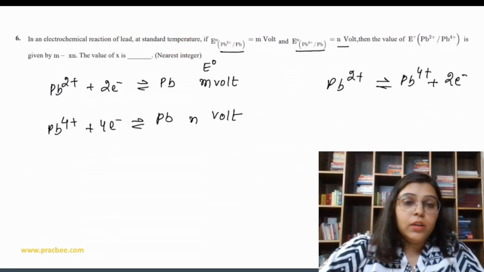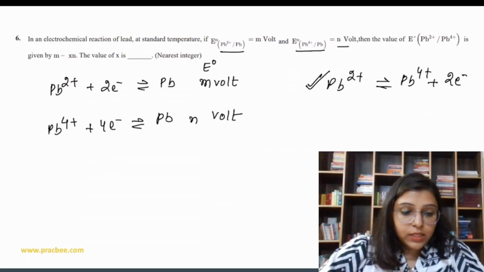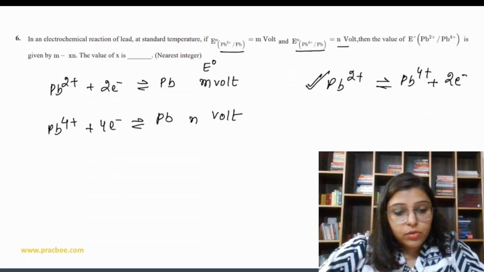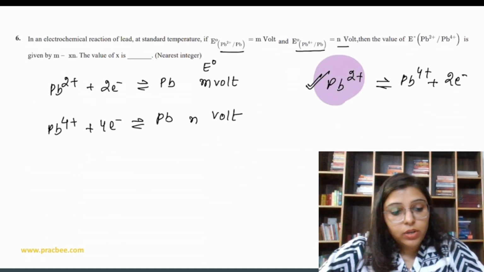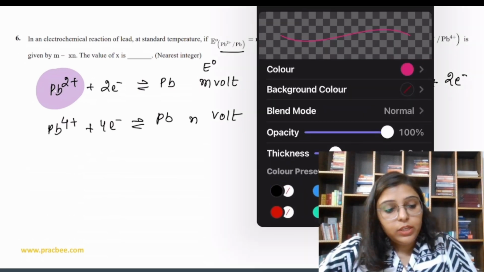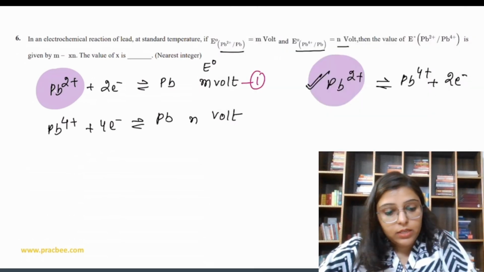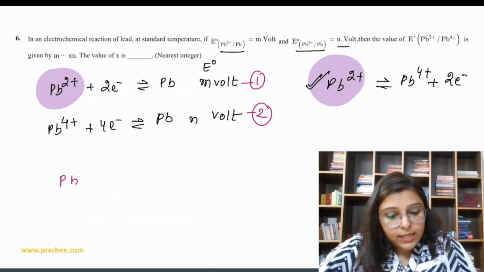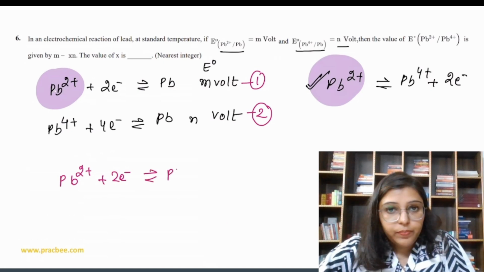Okay, fine. So first, we have to form this equation from these two equations. So let's do it. See, Pb2+ is on the left hand side here, so there is no need to change equation number 1. Equation 1 remains as it is: Pb2+ plus 2 electrons gives Pb.